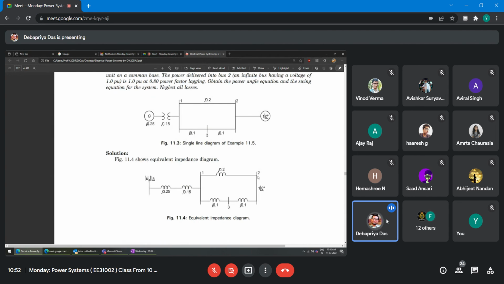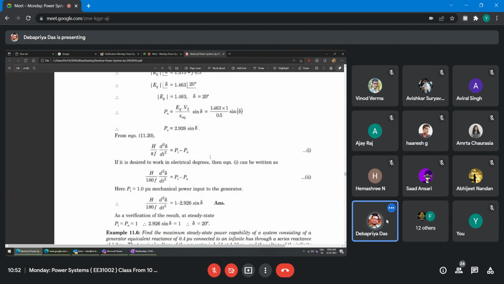On this side the voltage is known and Xq is known. So Eg times V2 upon Xq, that is V2 sine delta. So whatever is coming, P is equal to 2.926 sine delta.